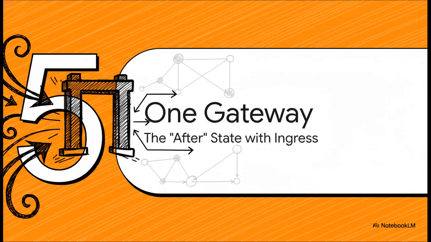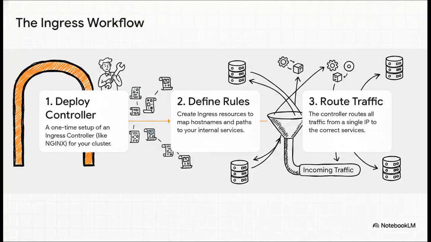Okay, so let's put all the pieces together. What does life look like after Ingress, once you have your rules defined in an Ingress resource and a controller making them happen? Well, it's a total transformation. The whole workflow just becomes so much more efficient. Your cluster admin can set up the Ingress controller one time, just once. And from that day forward, your development teams can just create their own simple Ingress YAML files whenever they need to route traffic to a new app. They're totally empowered to manage their own routing, all while sharing that single central gateway.